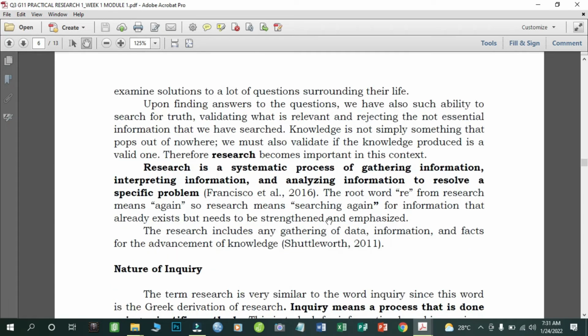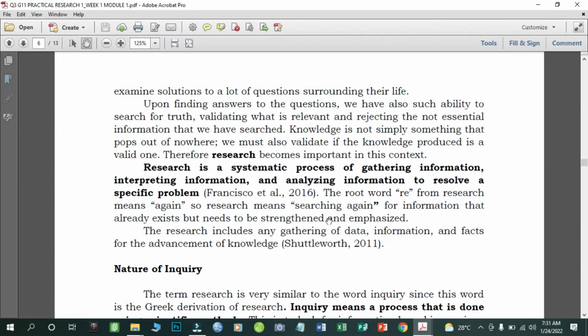Upon finding answers to the questions, we also have the ability to search for truth, validating what is relevant and rejecting the non-essential information that we have searched. Knowledge is not simply something that pops out of nowhere. We must also validate if the knowledge produced is valid. Therefore, research becomes important in this context.